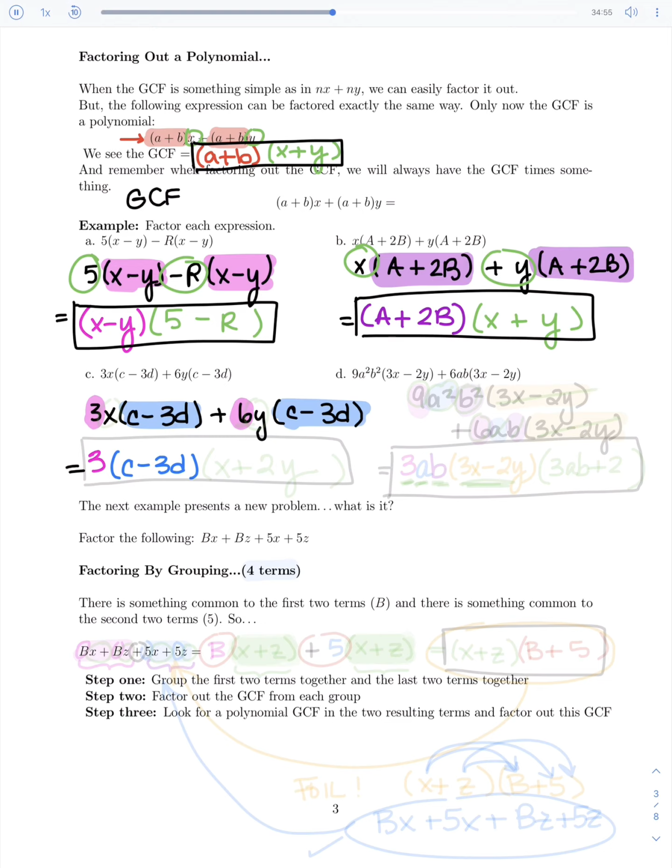Then my leftovers, though, always do get their own set of parentheses. What's left over is an x plus, well, we only pulled out a 3 from the 6, so I still have a 2, and I still have my y. But that's it. So this time I didn't just pull out a c minus 3d like before, but I also pulled out a common factor of 3. But I am done, and that is my final answer.